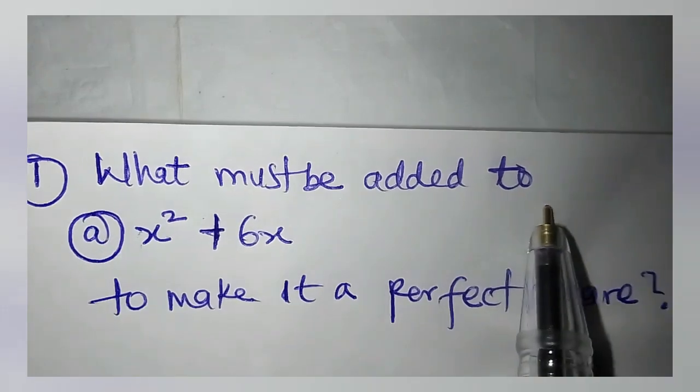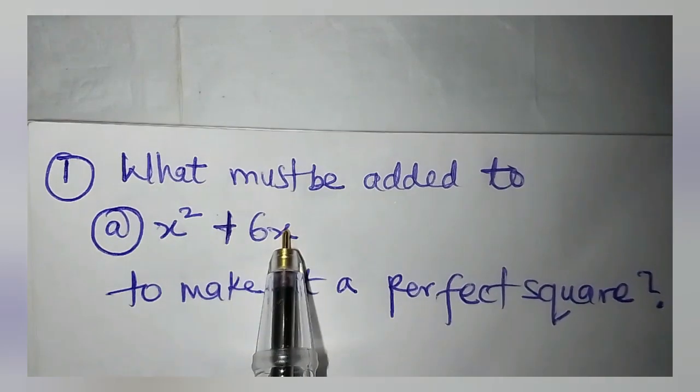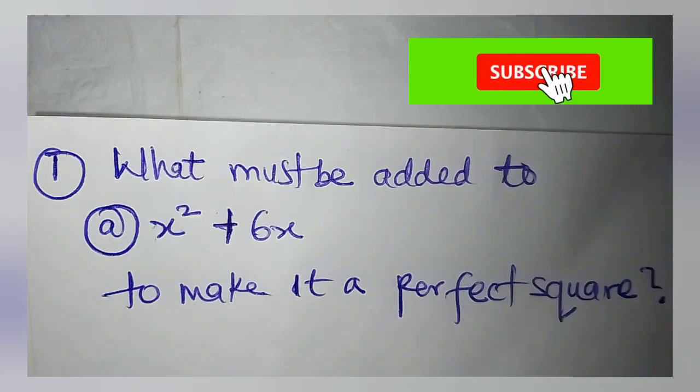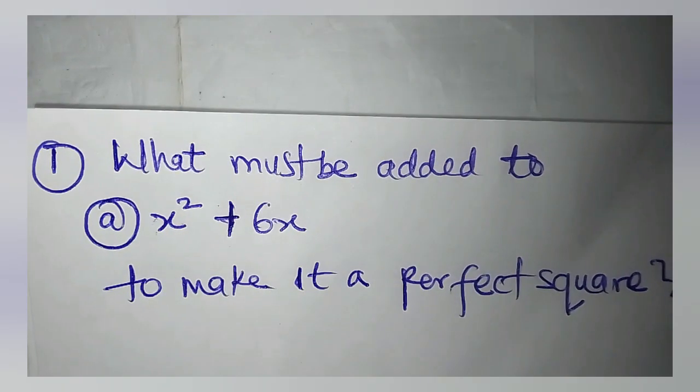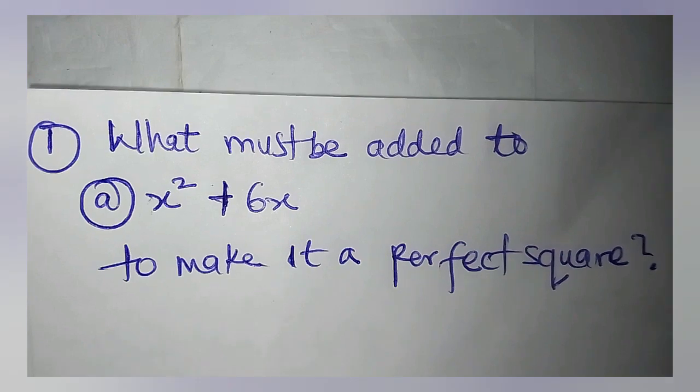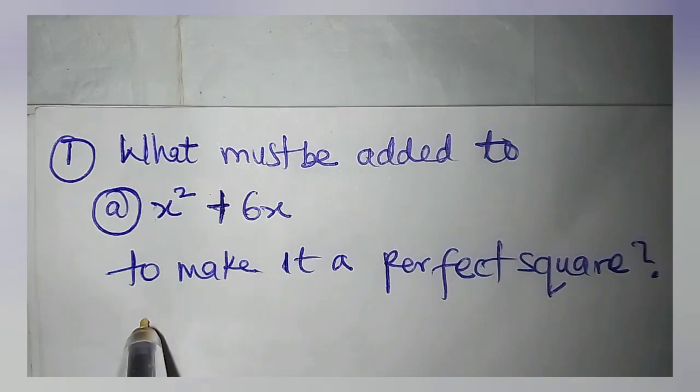What must be added to x squared plus 6x to make it a perfect square? Now, this you can see here is not a perfect square. A number is missing, and that number is a constant. Okay, look at the general form of a quadratic equation.